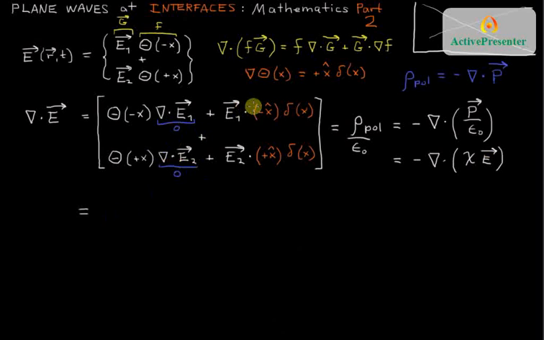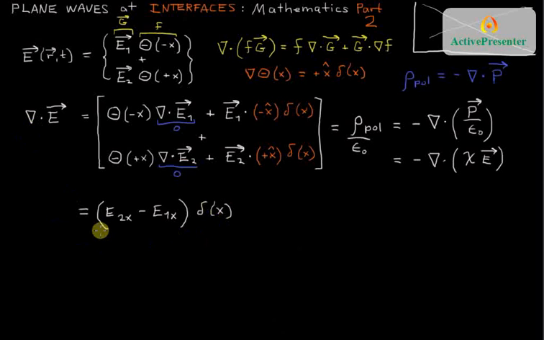We've got the E1 dotted into the negative x hat vector. We can call that by the name E1x, as mentioned in the previous tutorial. It's the component of the electric field pointing towards the interface, and that's going to be negative. E2 dot x hat is going to be positive, and both of these two terms are multiplying the delta function.